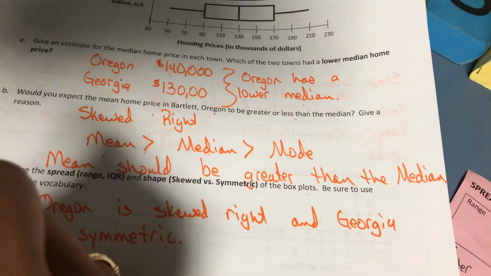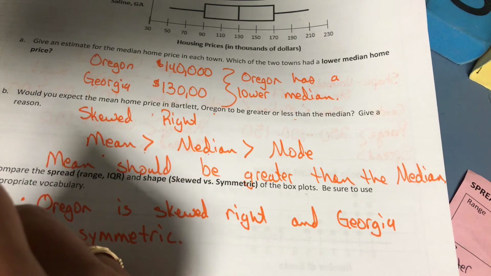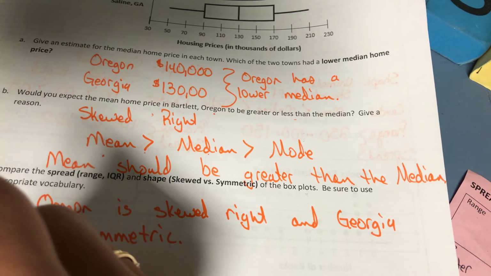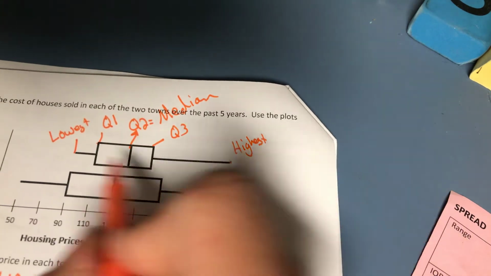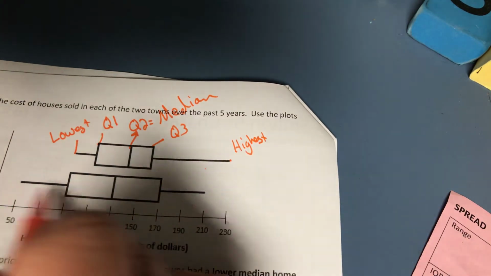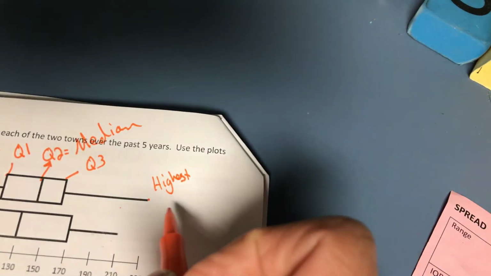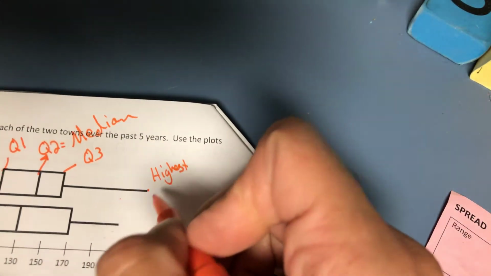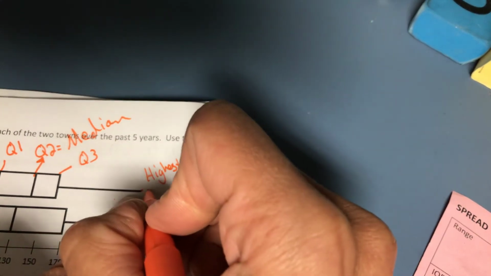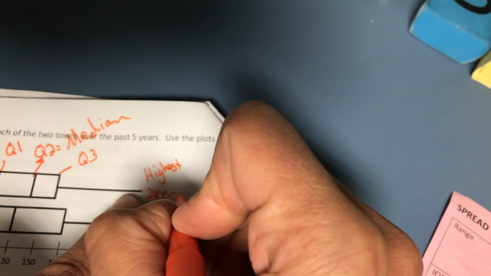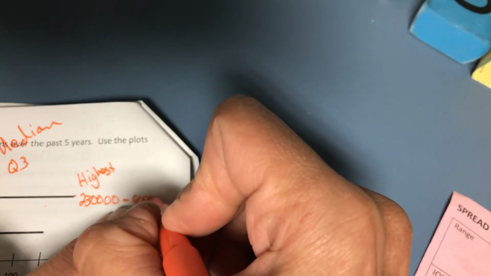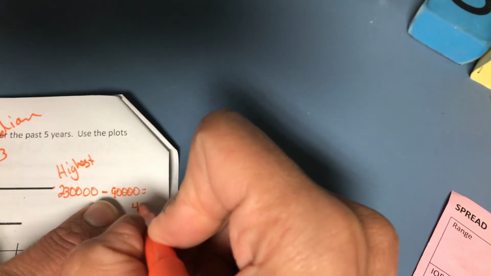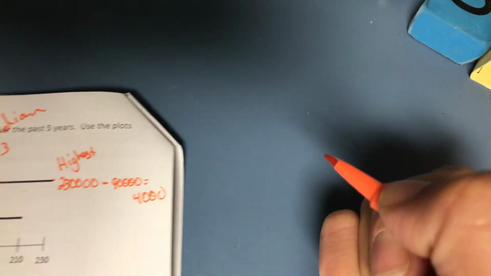Now, as far as when I get into the spread, I first want to address the range. So I want to find the range of Oregon's town and of Georgia's town. So I'm just going to do a little bit of math up here. So right now, the range for this data point is 230,000. That's my highest. And then I'm going to subtract my lowest, which is about 90,000. So that's going to give me a range of 4,000. And then I'll take care of this one.